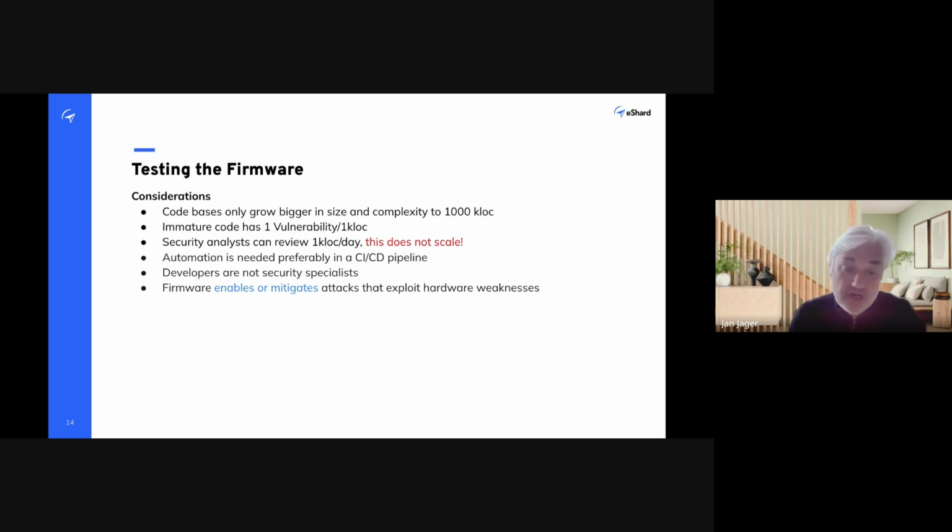And firmware, of course, because it is so close to the hardware, either enables or mitigates attacks that exploit hardware weaknesses. So there is the dependency on the hardware.